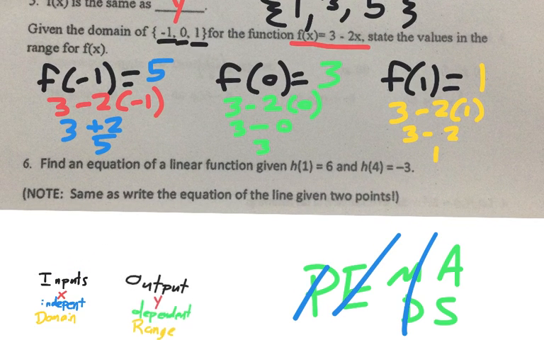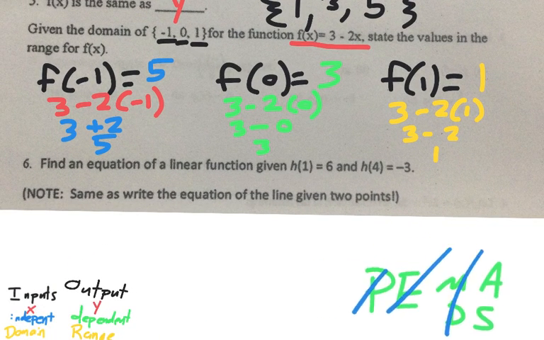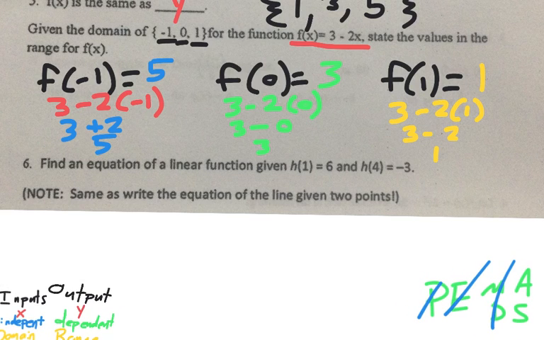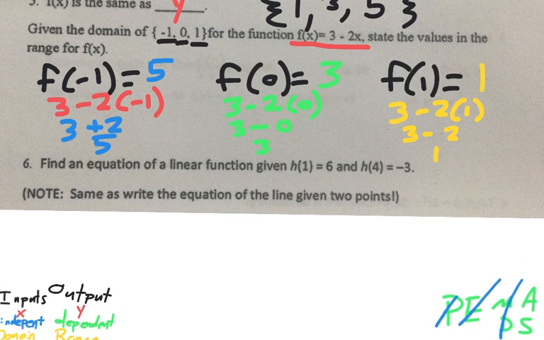And then let's look at 6. 6 says find an equation of a linear function, given h of 1 is 6, h of 4 is -3. Note, this is the same as writing the equation of a line given 2 points. So now this is a big step up. This is a big step at once. Do you guys remember linear functions before? Maybe in 8th grade, where you had to graph a line?